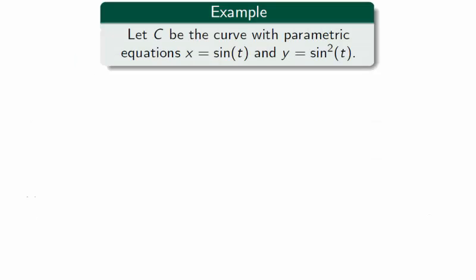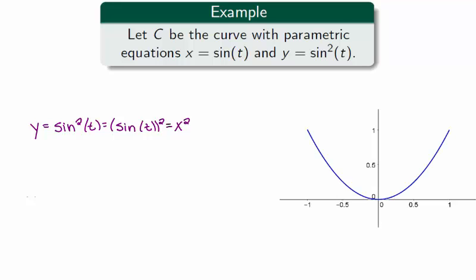Let's do an example. Suppose that you are given a curve with parametric equations x equal to sine of t and y equal to sine squared of t. Observe that y equals sine squared of t, which equals sine of t squared, which equals x squared. So this is the graph of the parabola y equal to x squared. But we have the restriction that negative 1 is less than or equal to sine of t, which is less than or equal to 1. So negative 1 is less than or equal to x, which is less than or equal to 1. So this C is just the piece of the parabola between the points (-1, 1) and (1, 1).